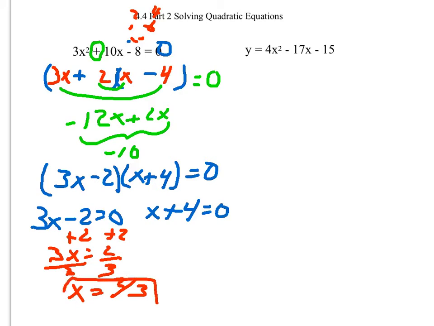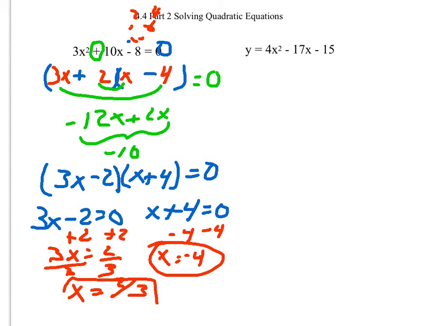The other one, very simple. We can just subtract 4. It's one step and it's done. So x would equal negative 4. So here we've found the zeros, we found the roots, we found the intercepts, basically where this graph would cross the y-axis. Now moving on to the next one.